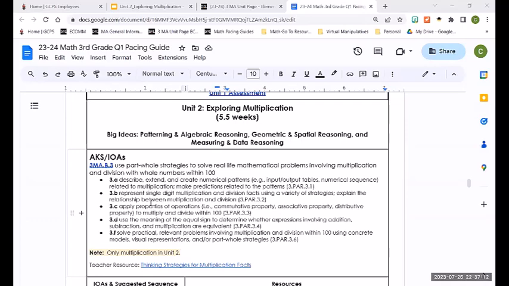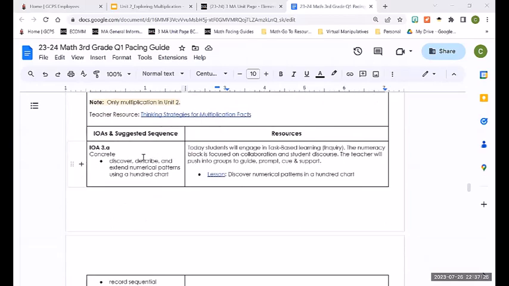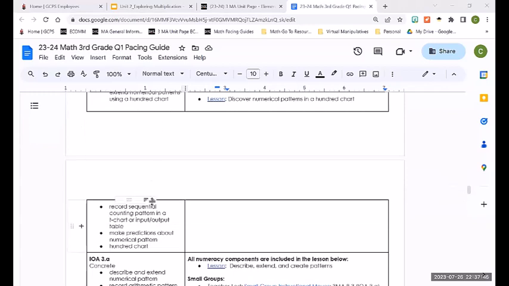The pacing guide is set up with a list of the AKS and the IOAs, which have been strategically clustered together. This is followed by our suggested pacing. In the left column, you will find the learning progressions for the IOA and the AKS. These learning progressions include the concrete, representational, abstract progression, as well as the progression between specific learning targets. Suggested manipulatives are also listed in this column.